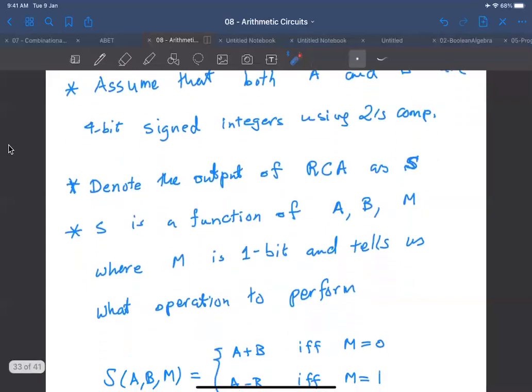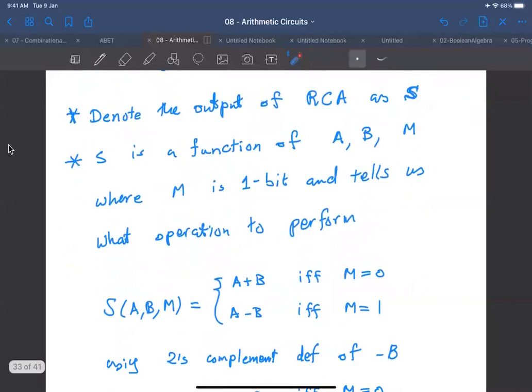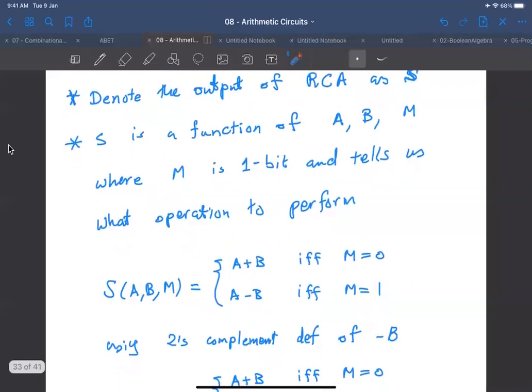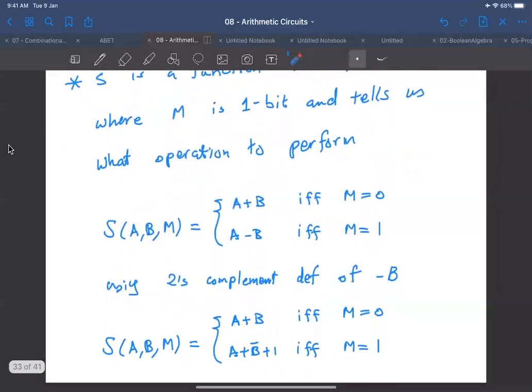So mathematically speaking, S as a function of A, B, and M is equal to A plus B. I'm not referring here to an OR gate, I'm referring to arithmetic addition here. A plus B if M is 0, or A minus B if M is 1. I mean, I haven't done anything, I just wrote a definition of S based on M, right? So using the 2's complement definition of minus B, we can rewrite this definition: this one doesn't change, but this one becomes A plus B complement plus 1.